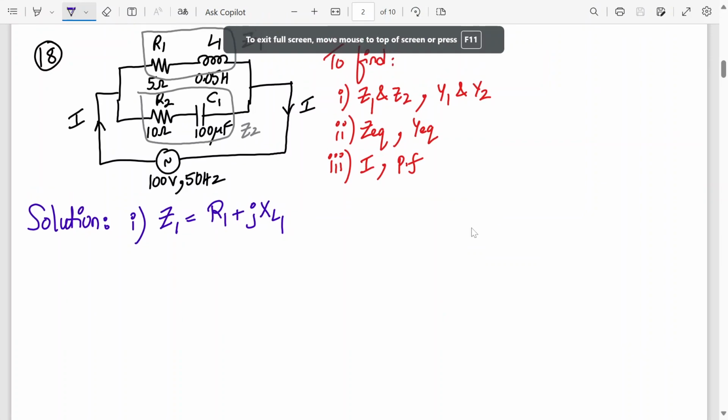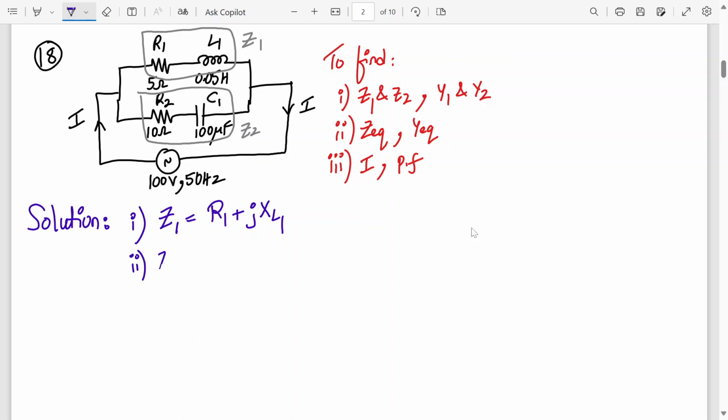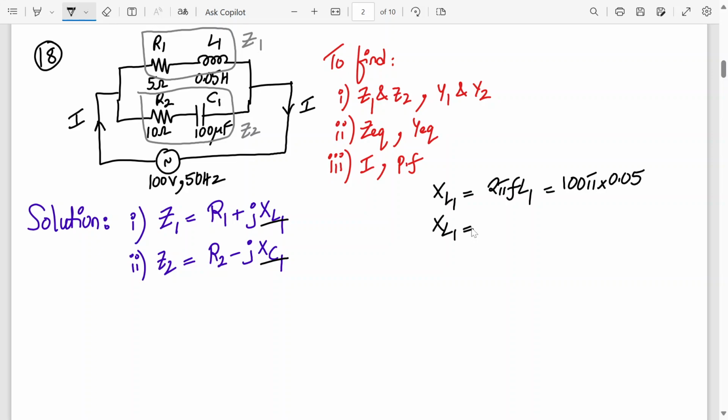All right. Then secondly, what is Z2 given by? What is Z2 on the same line? Yeah, absolutely correct. R2 minus j Xc1, because it is capacitive. Now for this, we need the values of XL1 and Xc1. So let's find XL1, which is 2 pi f L1. F is 50 hertz, so it will be 100 pi times L1, 0.05. Let me know the value of XL1.